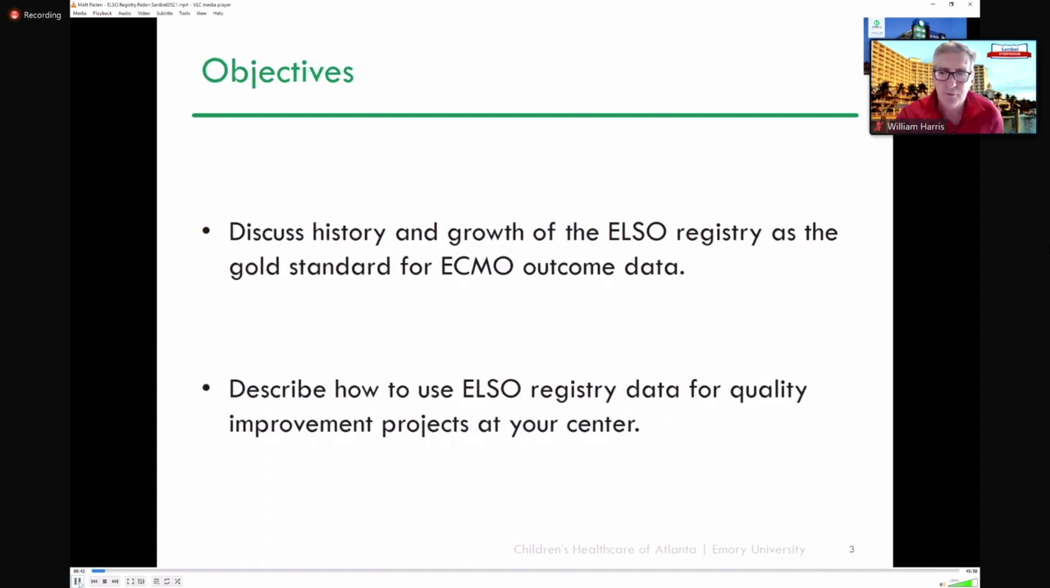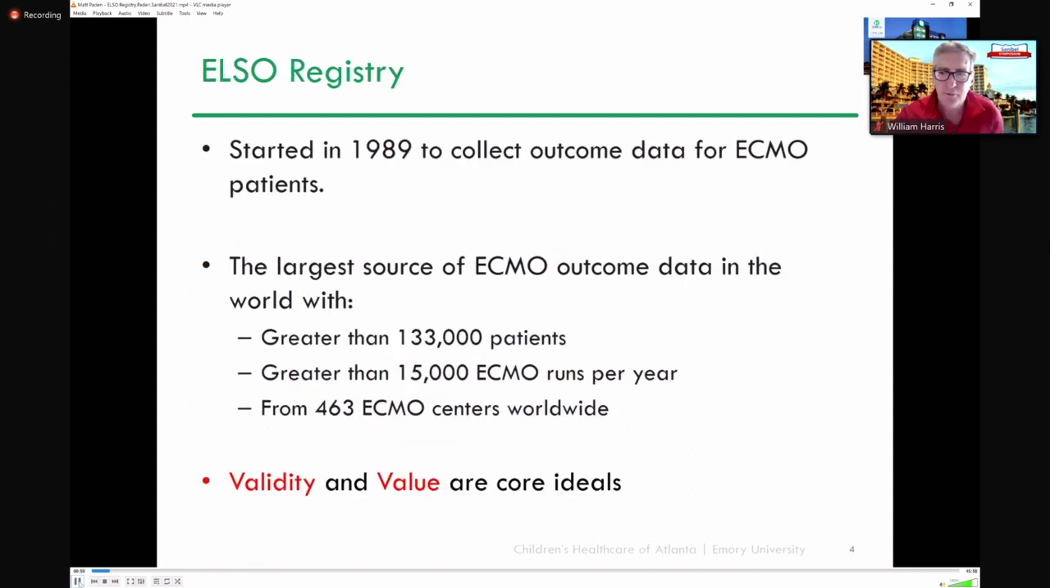So with that, I have 2 objectives for this talk today. One is to discuss the history and growth of the ELSO registry as the gold standard for ECMO outcome data. The second is to describe how to use ELSO registry data for quality improvement projects at your own center. And so I do want to start with the ELSO registry and a little bit of history.